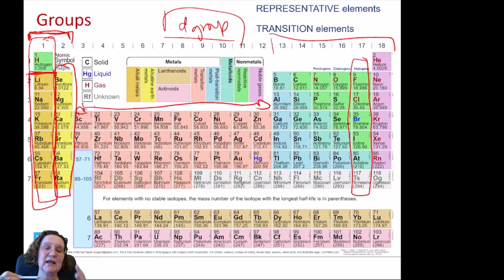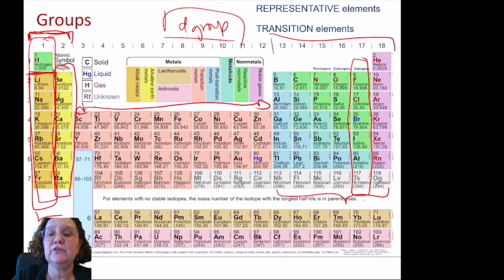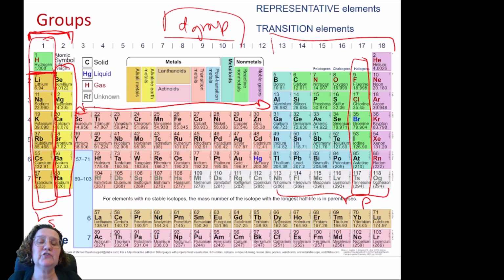And again, you may or may not be familiar, but sometimes people will call these first two groups the S group, and groups 13 to 18 the P group. That refers to the electrons that those elements tend to use to form bonds. In the case of groups 1 and 2, alkalines and earth alkalines, and our friend hydrogen, they will use electrons in s orbitals, and groups 13 to 18 use p orbitals to make their bonds.